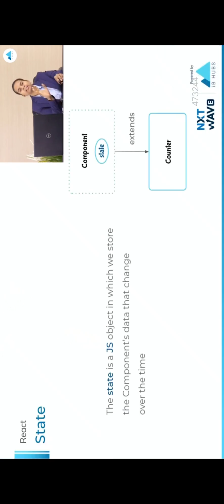State is actually a JavaScript object in which we store the component's data that can change over time. Like in our counter application, the count might change over time based on the button clicks. Such type of data we'll be storing in the state object. The state object is already present in the Component class that we imported from the React module. So when we extend it to our class component Counter, the state object will be available to us.